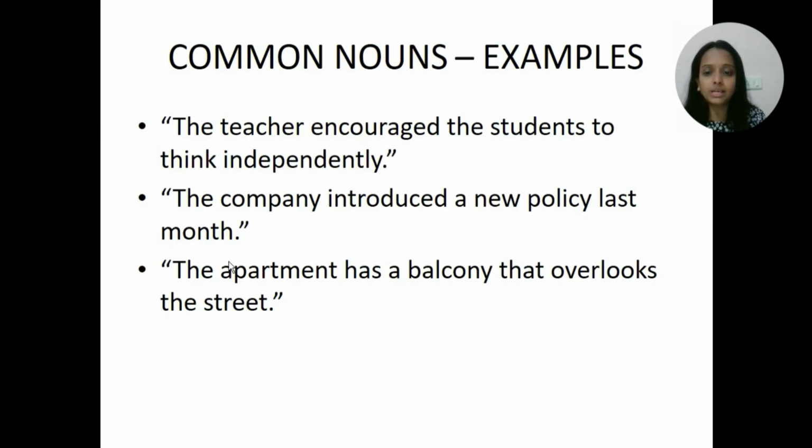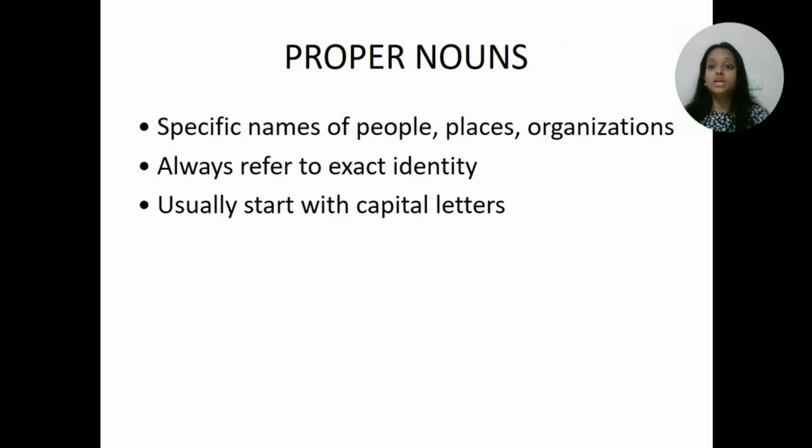And there is one more example. The apartment has a balcony that overlooks the street. So here, apartment, balcony, and street all are common nouns because they are general names. So whenever you use general labels like doctor, city, river, movie, manager, building, report, or problem, you are usually using common nouns. Got it? Now the next one is the proper nouns.